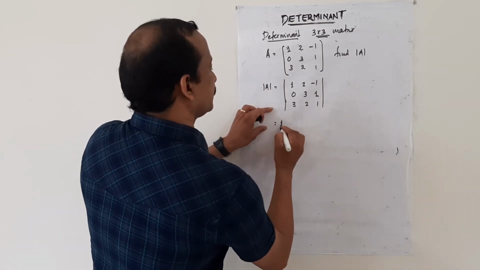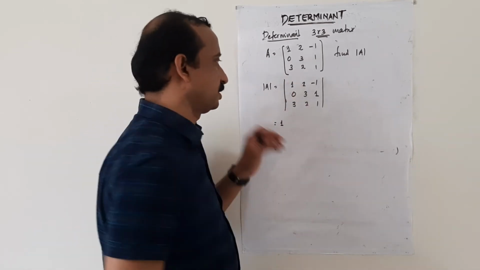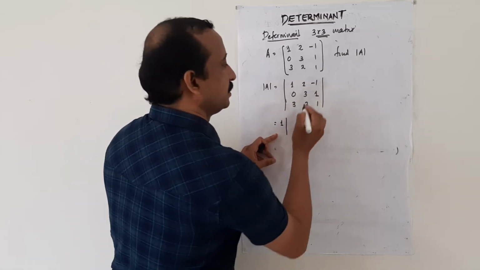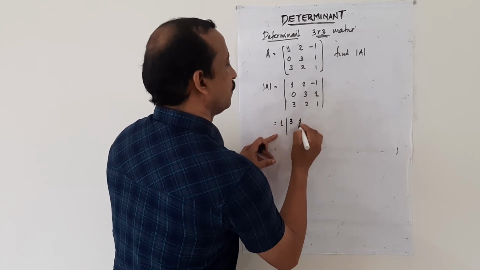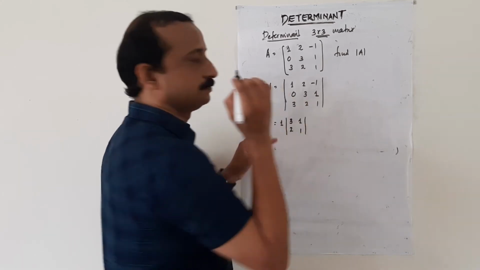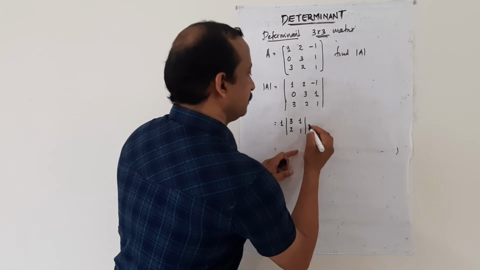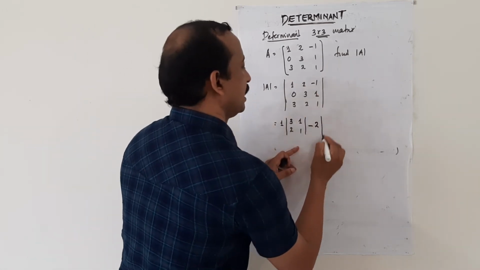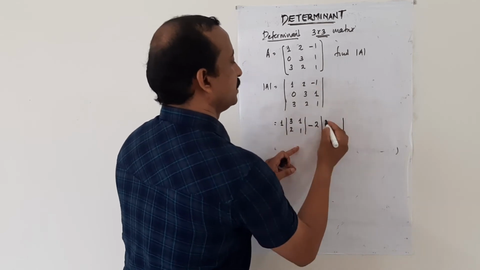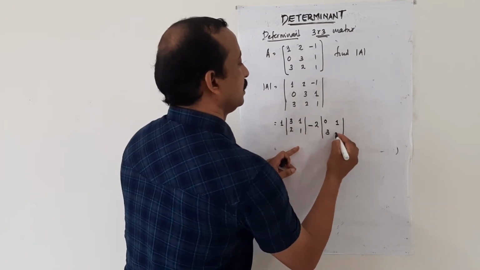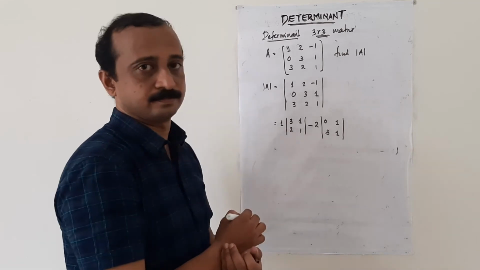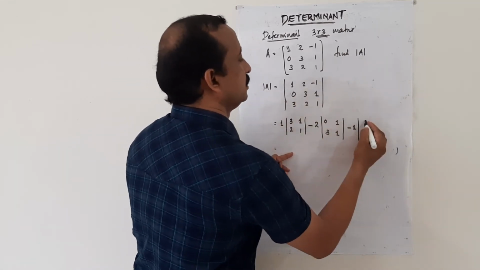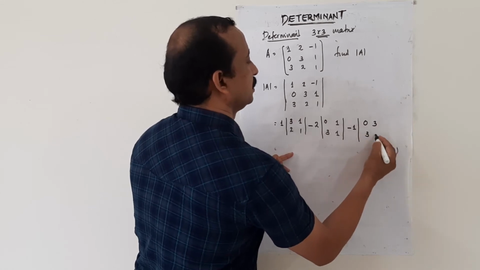Is equal to: first element is 1, then corresponding row and column delete, balance elements 3, 1, 2, 1. Then sign negative. Second element is 2, and corresponding row and column delete, balance elements 0, 1, 3, 1. Then third element is minus 1, corresponding row and column delete, 0, 3, 3, 2.